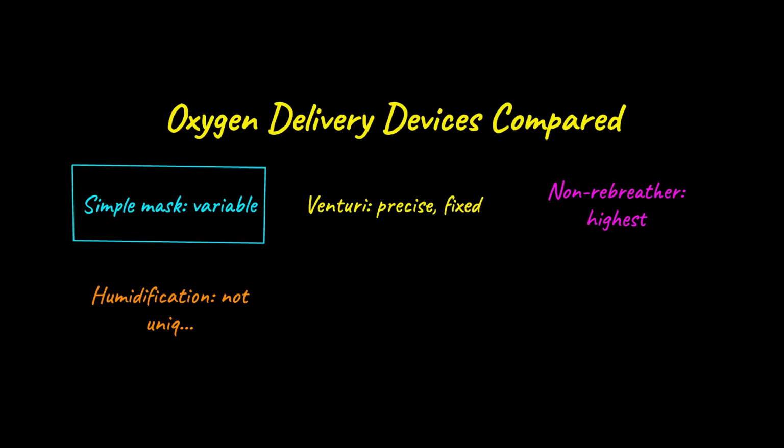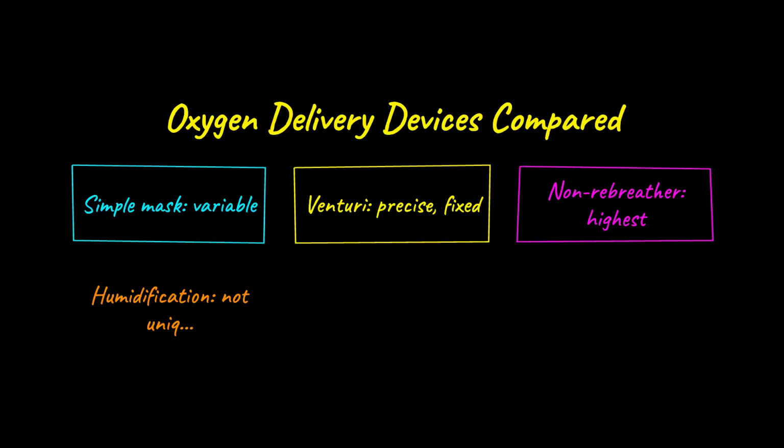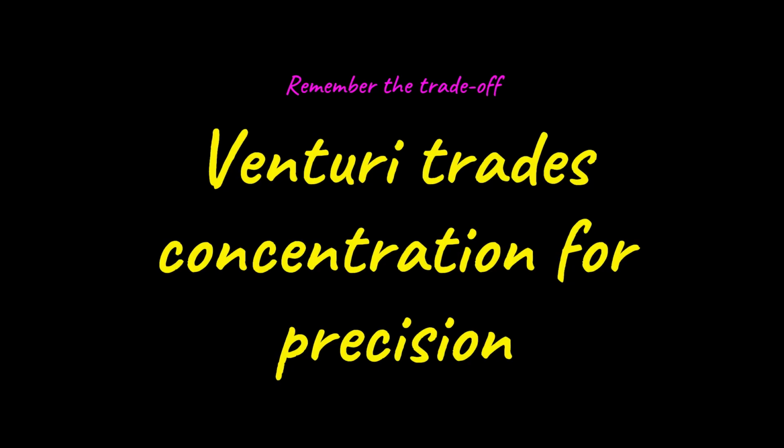The simple face mask gives a variable concentration depending on flow and breathing pattern. The Non-Rebreather delivers the highest concentration using a reservoir bag. The Venturi sits in the middle, trading peak concentration for exact precision, and humidification is not its defining feature since it can be added to many devices. The exam trap is calling the Venturi the highest concentration device, but that title belongs to the Non-Rebreather. The Venturi's job is precision, exactly what a hypoxic drive patient needs.